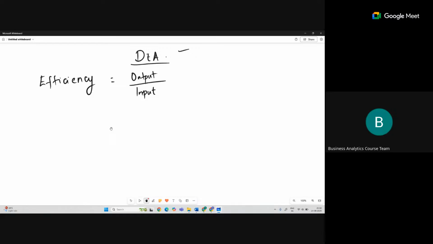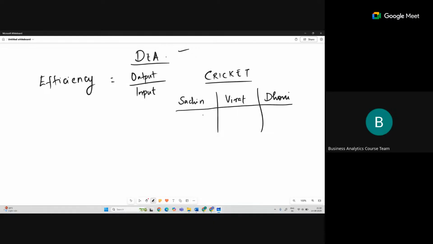The best example I could think of is cricket. If you take cricket, tell me two or three stars. We'll take Sachin, Virat, and one more. Dhoni. Okay, so these three. Can you compare them? Can you compare Sachin versus Virat? Can you compare Sachin and Dhoni?